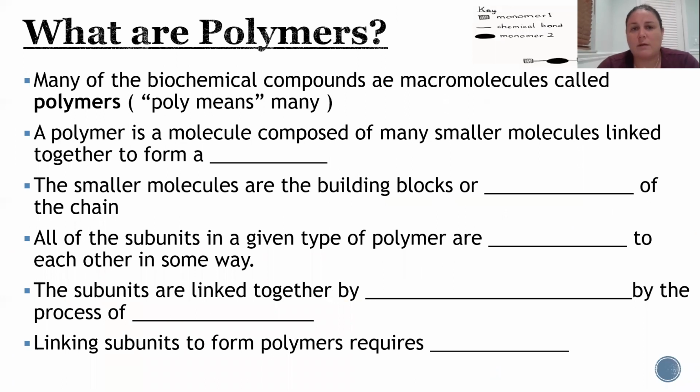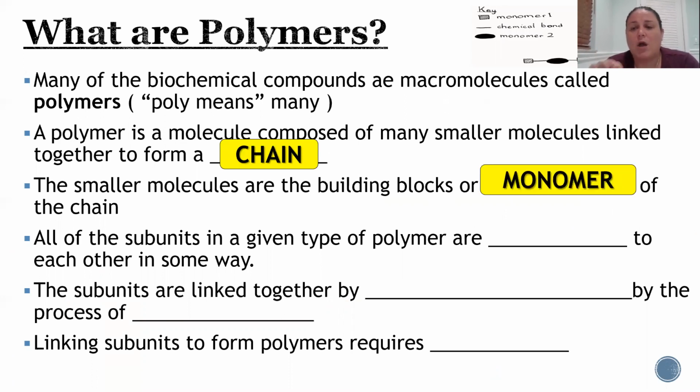So you heard me talk about this word polymer. Many of the biochemical compounds are macromolecules we call polymers. Poly means many. And a polymer is a molecule made of many smaller molecules linked together to form a chain. And these smaller molecules that are in this chain, we refer to as monomers. So poly means many, monomer means one. And so we're going to link together these monomers in a chain to make our polymer.